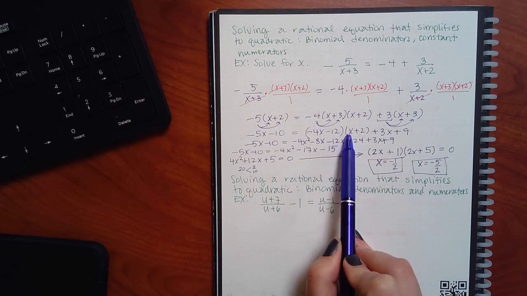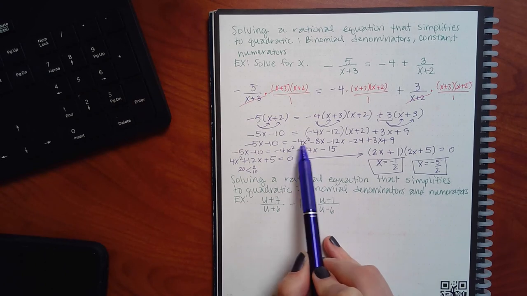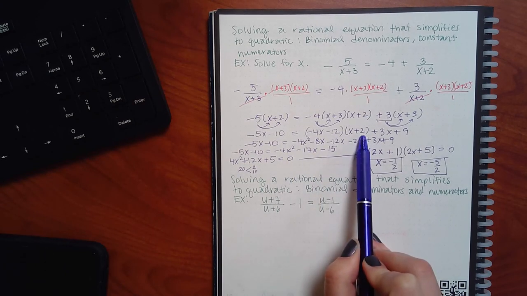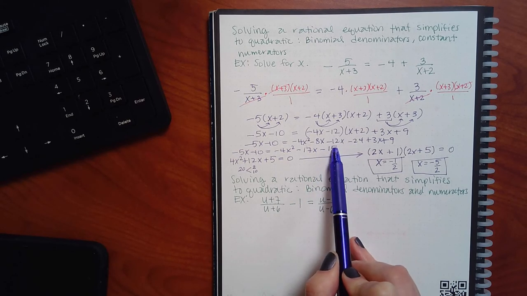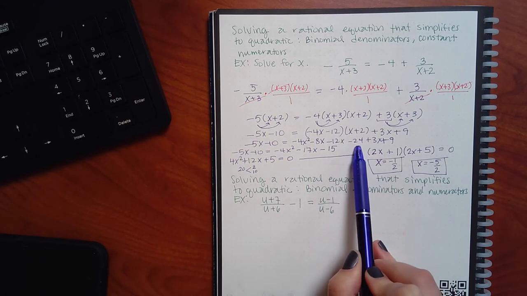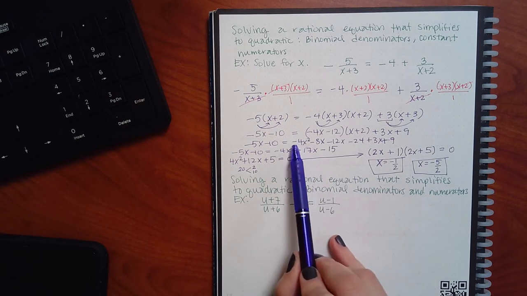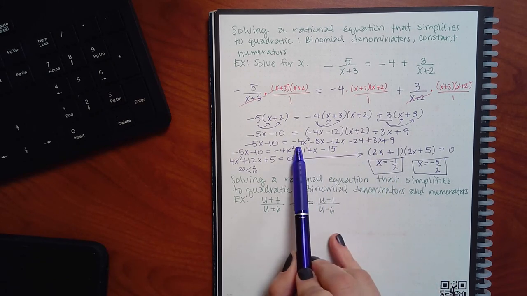Right. Negative 4 times x is negative 4x squared. Negative 4x times positive 2 is negative 8x. Negative 12 times x, negative 12x. Negative 12 times 2 is negative 24. Right. I went ahead and combined a lot of the like terms over here, just so it looked smaller for me in my brain, right?